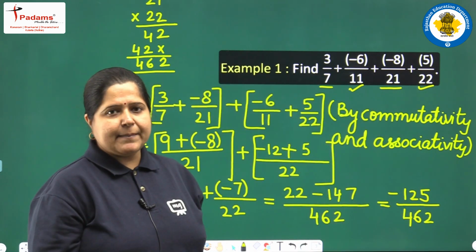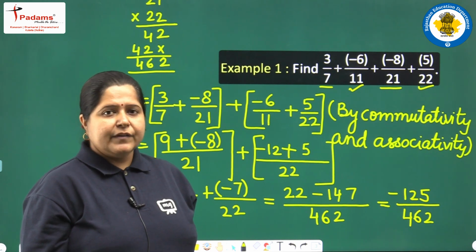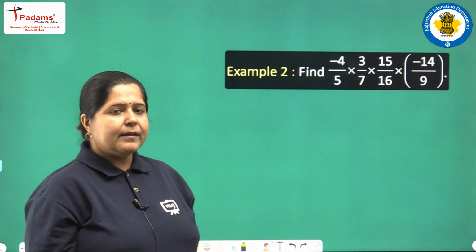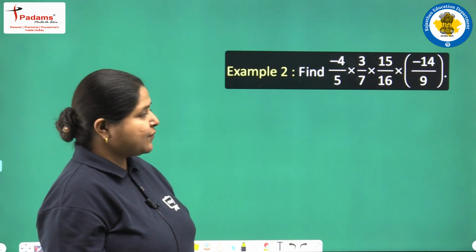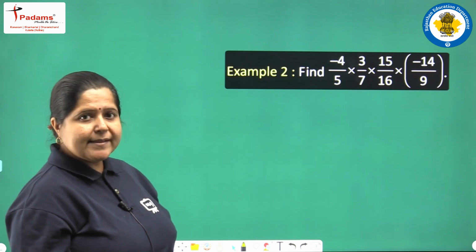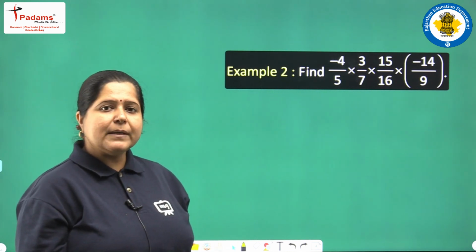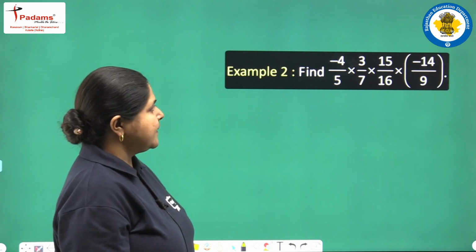So this was an application of commutativity and associativity. We move on to the next example. Find minus 4 by 5 into 3 by 7 into 15 by 16 into minus 14 upon 9. We have to multiply all these 4 terms.